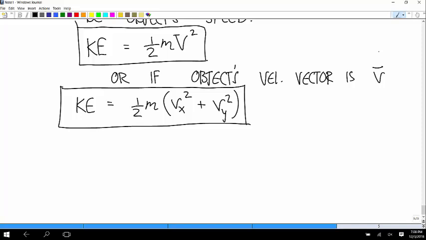So one thing to notice, well, two things to notice. The first one is as something goes faster, it has more kinetic energy.